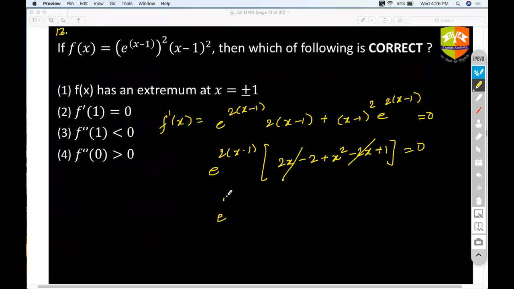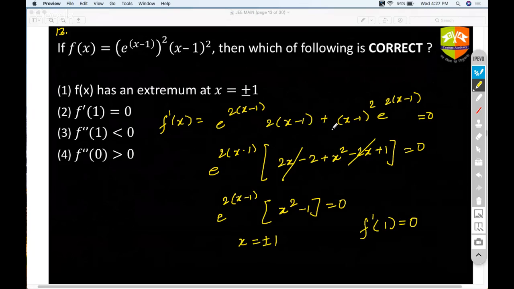So e to the power 2x minus 1, and this will give me x square minus 1 equal to 0. So definitely f dash 1 is going to be 0. Correct? So if I put 0, I get 2 points. One is plus minus 1. Hope I've done this calculation correctly.